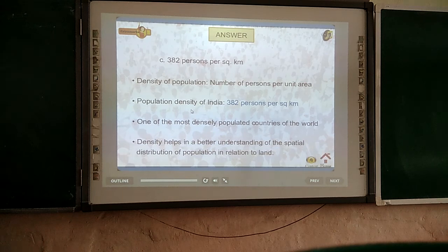Explanation. Density of population is the number of persons per unit area. According to the census of 2011, population density of India is 382 persons per square kilometer. India is one of the most densely populated countries in the world. Density helps in the better understanding of the spatial distribution of population in relation to the land.